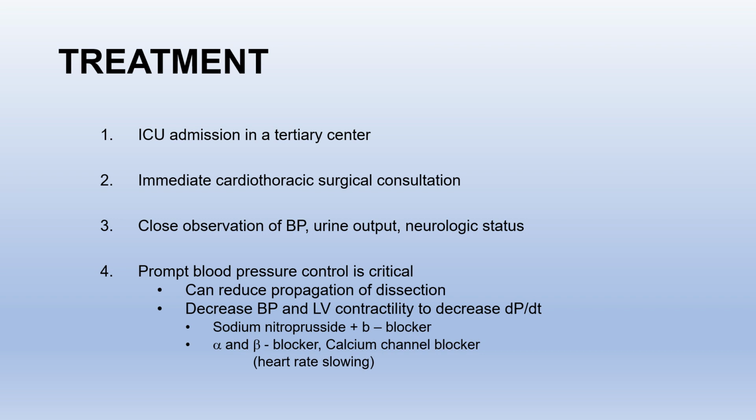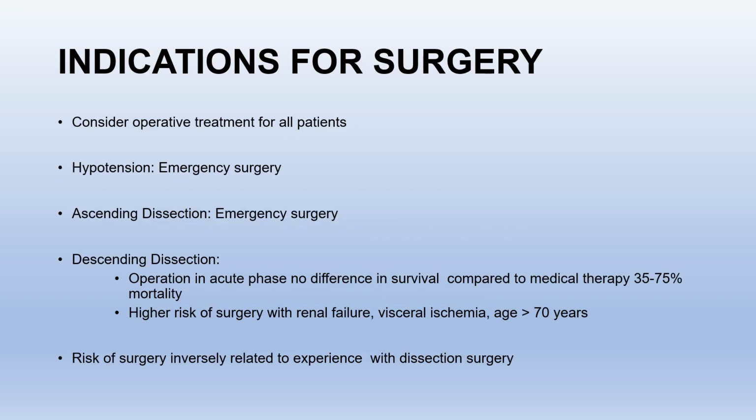Treatment: ICU admission in a tertiary center, immediate cardiothoracic surgical consultation, close observation of BP, urine output and neurological status. Prompt blood pressure control is critical and can reduce propagation of dissection. Decrease BP and LV contractility, decrease dP/dt, using sodium nitroprusside plus beta blocker, alpha and beta blocker, or calcium channel blocker for heart rate slowing.